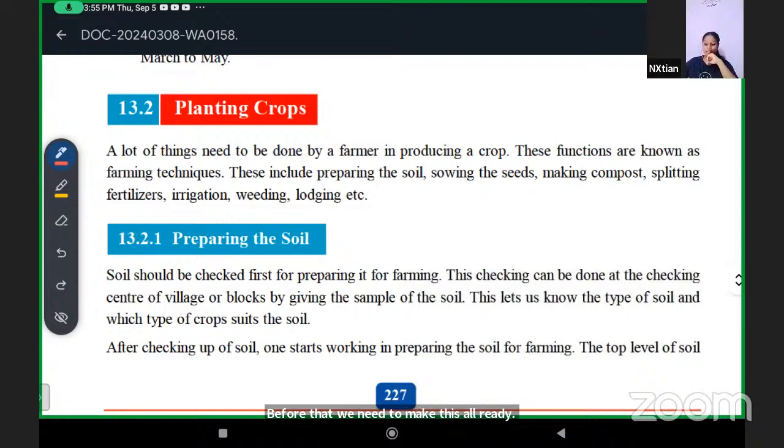So step one is preparing the soil. Then a lot of things are there, like sowing the seeds, making compost, spreading fertilizers, then irrigation, weeding, lodging, etc. Okay, so we will talk about all of that. These are the steps in the process of planting crops.